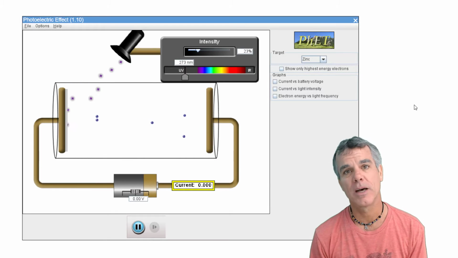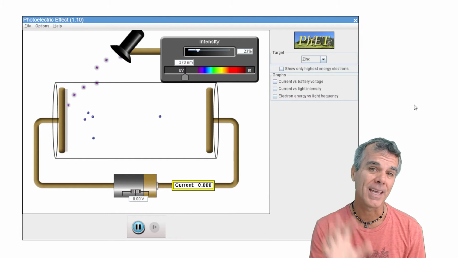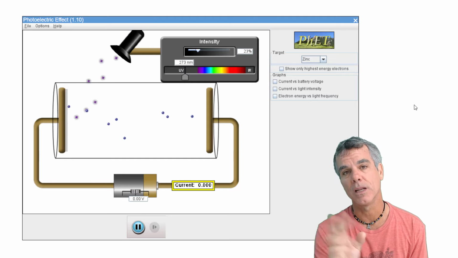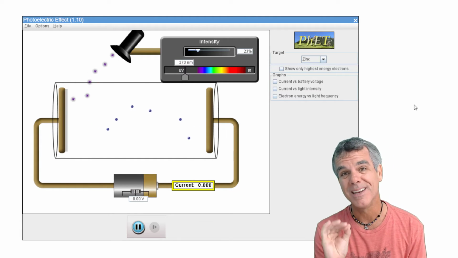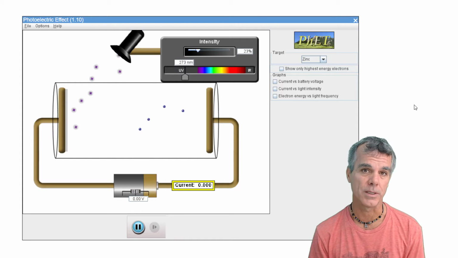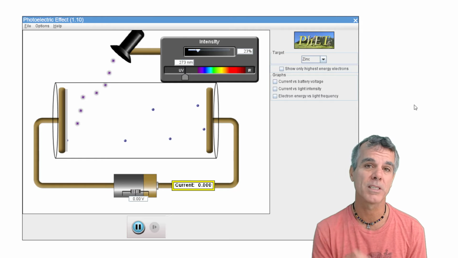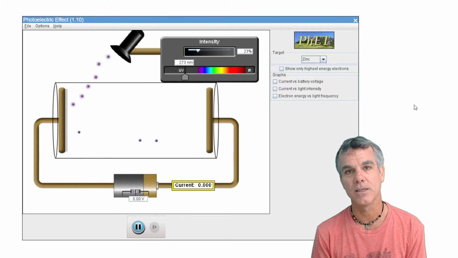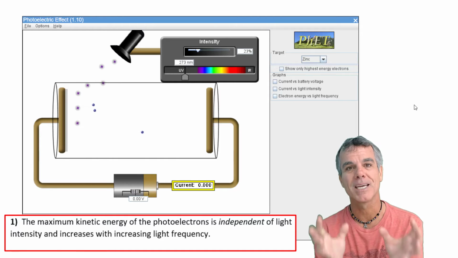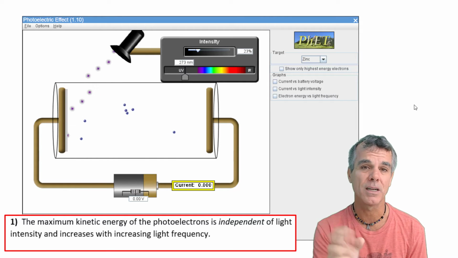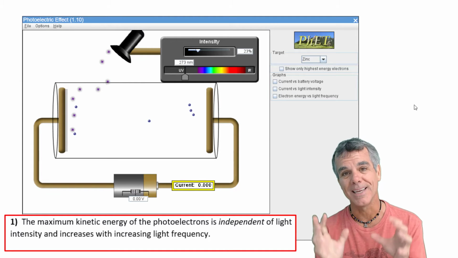In the classical model of light, light is treated like an electromagnetic wave, and the intensity and the energy of the electromagnetic wave depends upon the amplitude of the wave, not the wavelength or frequency. And several of the features of the photoelectric effect that we see from experiment are inconsistent with the wave model of light. Feature number one is that the maximum kinetic energy of the ejected electrons is independent of intensity and increases with increasing frequency.